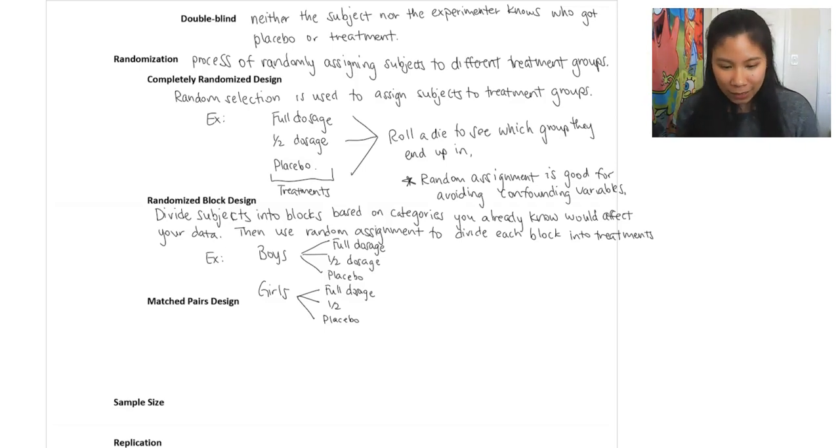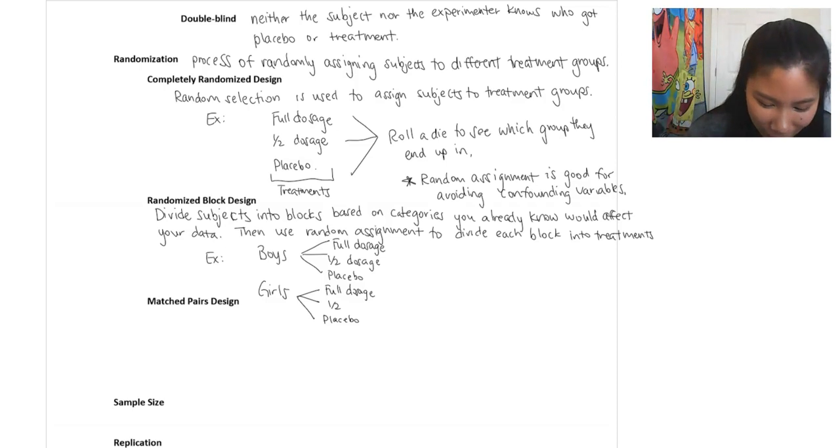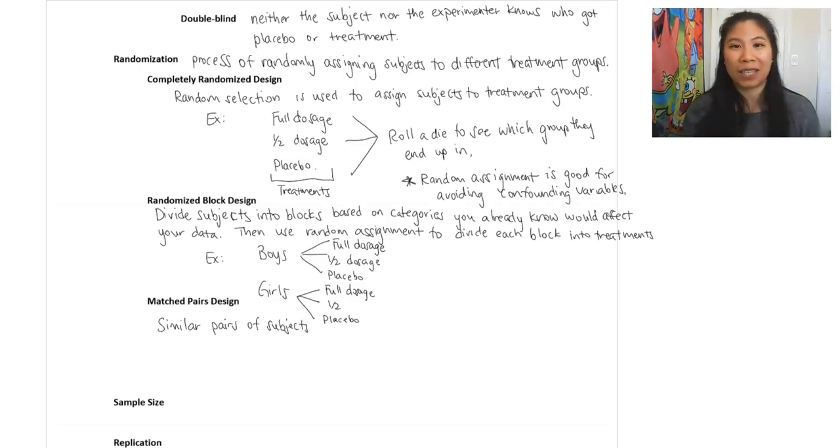Okay, the last type of design for randomization is called matched pairs design. Matched pairs is the most specific one. Basically, you're going to have similar pairs of subjects, and you kind of pit them against each other. Matched pairs will only work if you have only two treatment groups, like full dosage and placebo. In a matched pairs design, you want to choose two subjects that are really similar to each other.